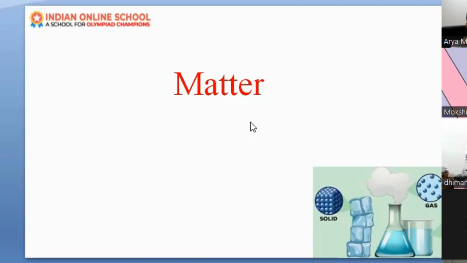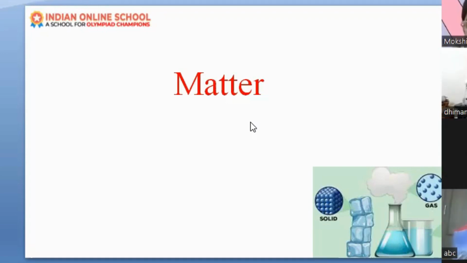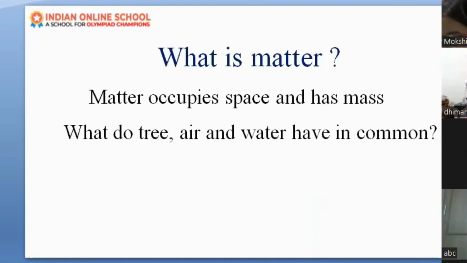So what we understood is that matter means anything which occupies space and has some mass, some content. That is called matter. No need to go by the theoretical explanation. I could have read this definition, but it is quite boring. So what is matter? Only two things you have to remember: occupies space and has mass, meaning some weightage, some content.